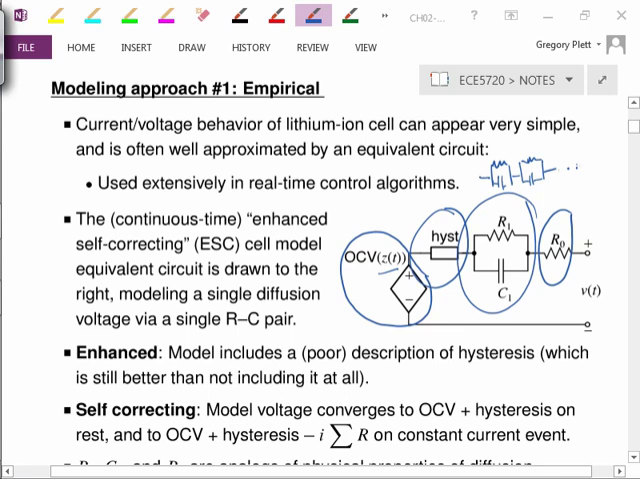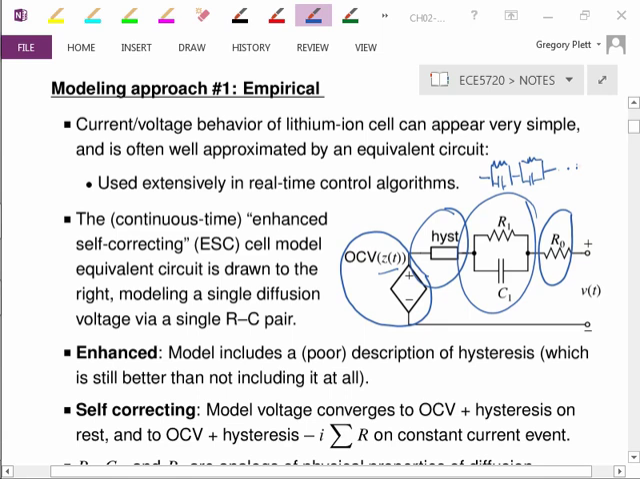The model was called enhanced self-correcting for purely historic reasons that maybe don't matter anymore. The model was enhanced because it had a description of hysteresis compared with earlier models that I had looked at, which did not. The hysteresis model is not great, as we talked about last semester, but it's better than not including this model at all.